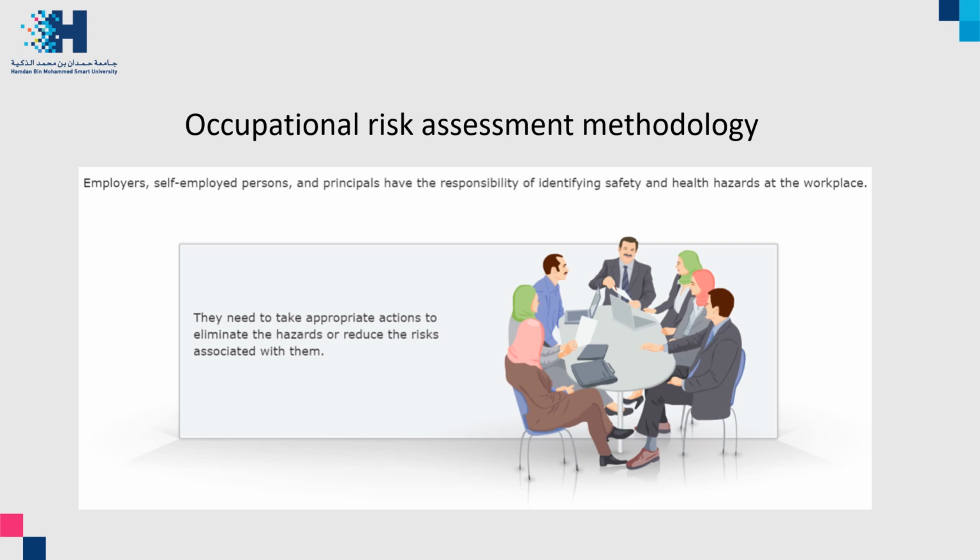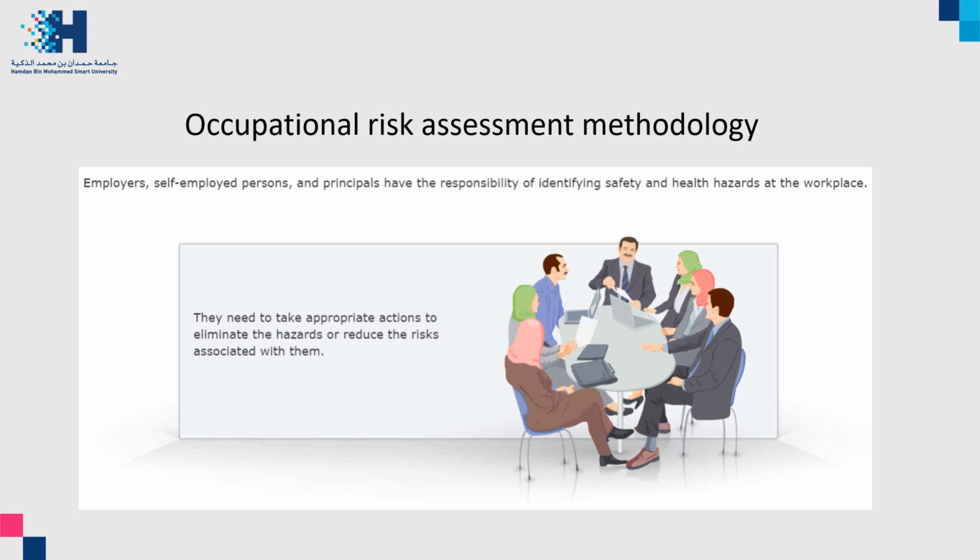This can be done through a variety of methods, such as reviewing incident reports, conducting workplace inspections, or consulting with employees. Assess risks. Once potential hazards have been identified, the next step is to assess the risks associated with each hazard. This involves evaluating the likelihood and potential severity of harm that could result from the hazard.